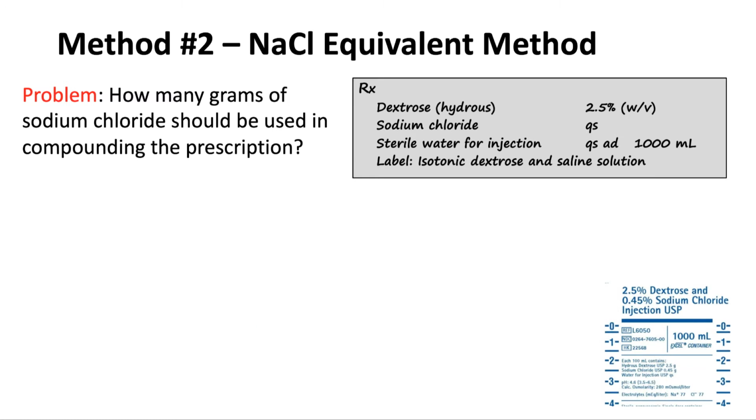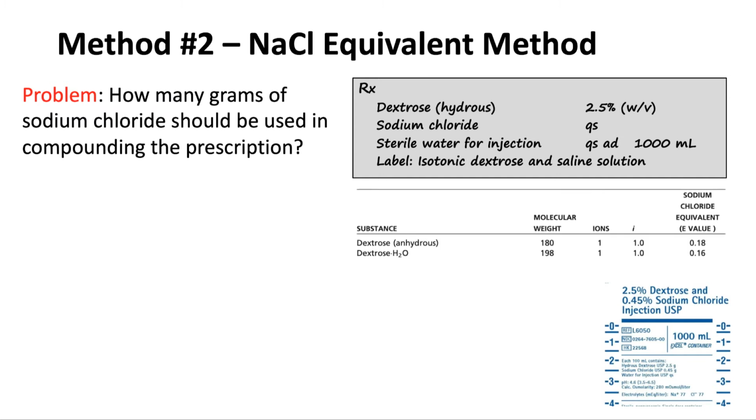Now let's solve the same problem and compound the same solution, but use the sodium chloride equivalent method. It starts off very similarly to the freezing point depression method, where we had to look in a reference to find the delta TF 1% values. Here, we need to look into a reference and find the sodium chloride equivalent values for our ingredients.